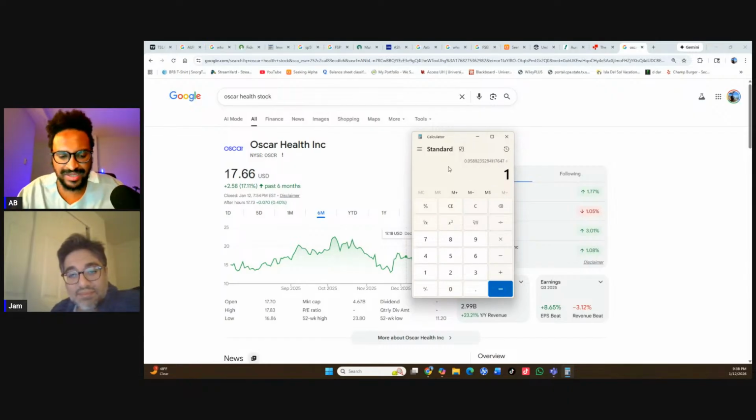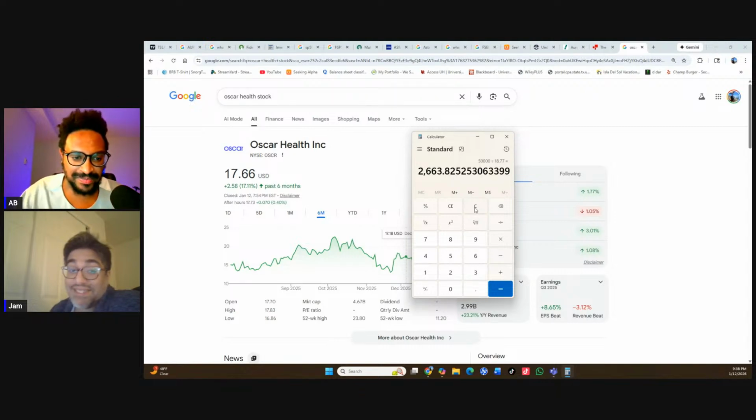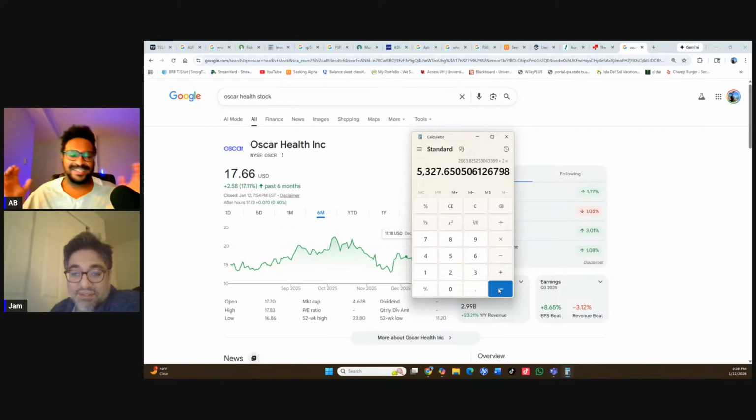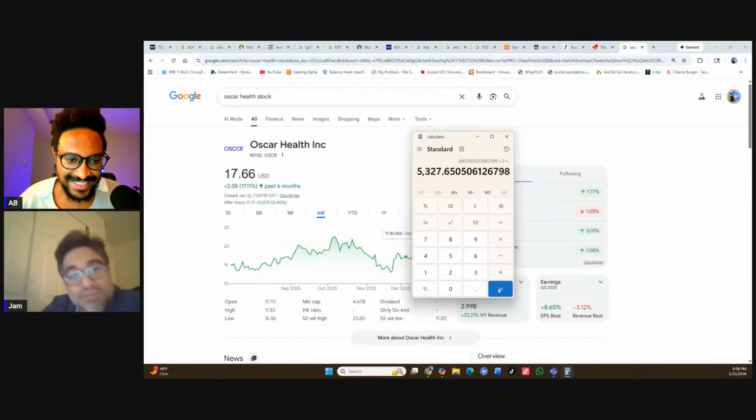50,000 divided by 18.77 gets you 2,663 shares. That's a lot of shares. Let's say it goes up $2. You made $5,300. And this isn't even the way to do it.